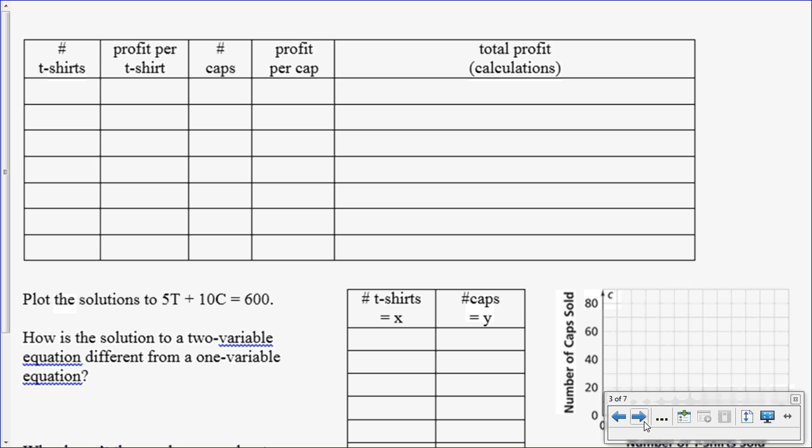All right, so the next order of business is Part B. In Part B it says, identify at least 5 combinations of shirts and caps that could produce a profit of $600. Okay, so we get to our total calculations on the far right, on this box over here. Everything should add up to $600.